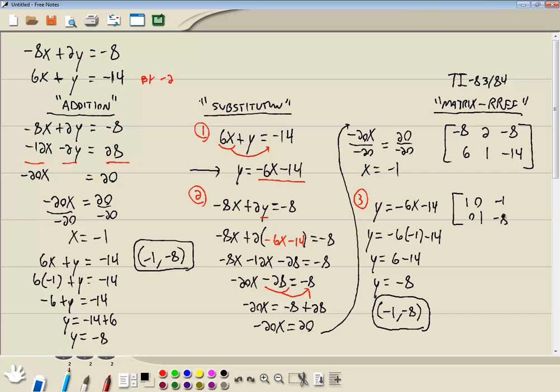Now for a 2 by 3, if your first 2 by 2 square is a diagonal of 1's, 0's everywhere else, that means it worked. And these will be your answers. So this will be x, and this will be y. So our answer will be negative 1 and negative 8, which is the same thing we've just found already in 2 other methods. So those are your 3 methods for solving a linear system of equations.